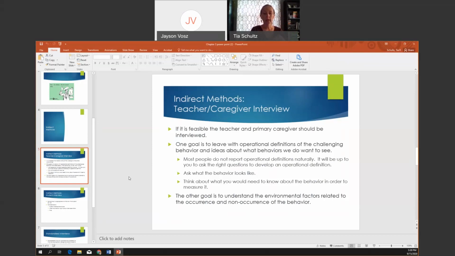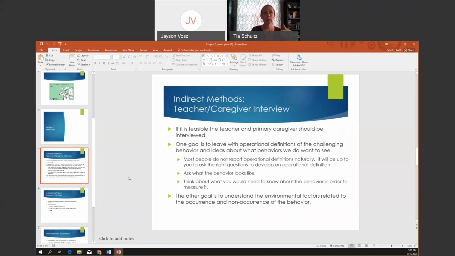It's also really helpful to get information from the students' caregivers when we can. And so sometimes that's easier or harder. I always advocate for family involvement in any process, anything we're doing with students.